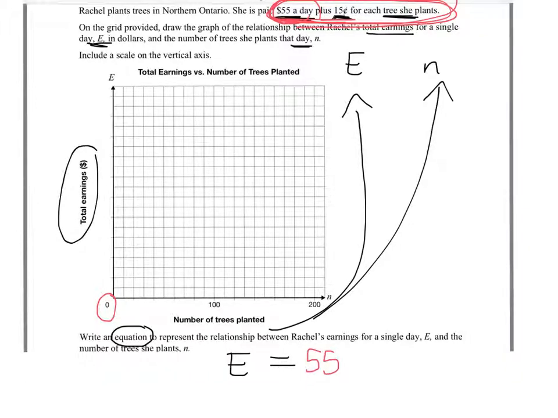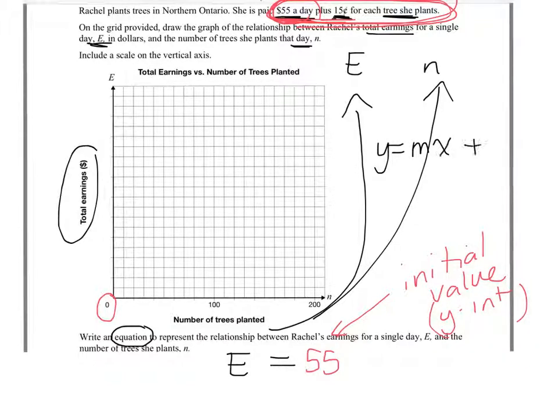That's her flat rate. That's referred to as, it starts with an I, initial. This is the initial value. In other words, it's going to be on the, I'm glad some people are paying attention, the y-intercept, okay? So would this be M or B? In the equation, y equals mx plus b, which one's the y-intercept? B. This is my initial value, okay? Even if she doesn't plant any trees, she makes $55.